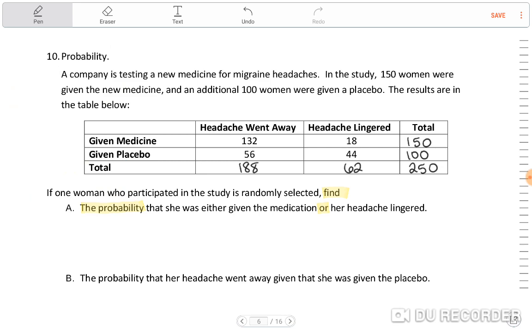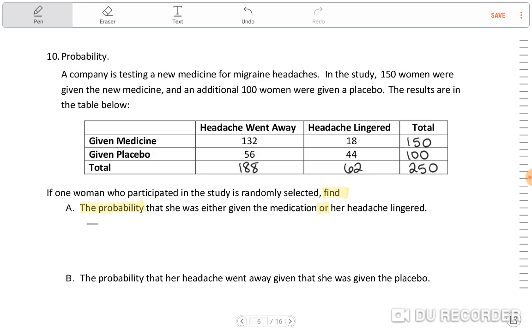Okay, but we're looking at this here. The question is, can a woman be both given the medication and have a headache that lingered? And the answer is yes. There's like 18 of them up here, right? That said that they were given the medicine and their headache lingered. So we do have an intersection here. So we have to consider that when we're adding our probabilities. We can't just add the first two and then ignore the fact that those 18 women got counted twice.